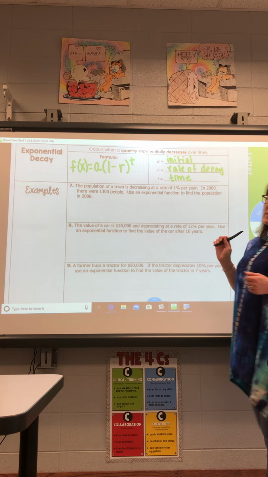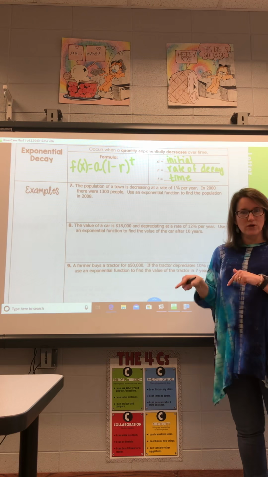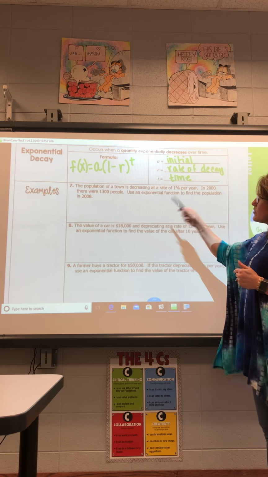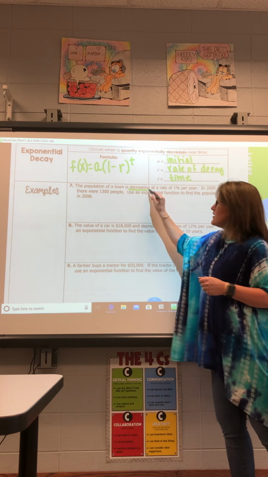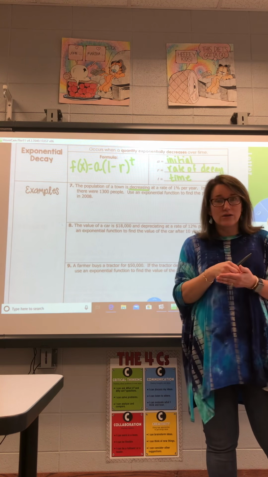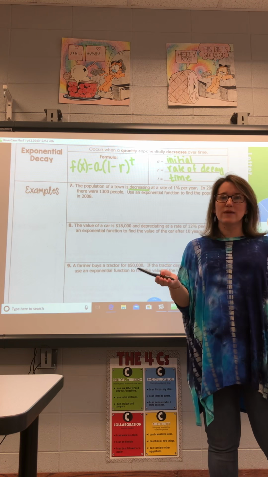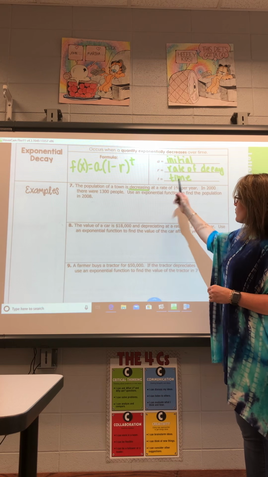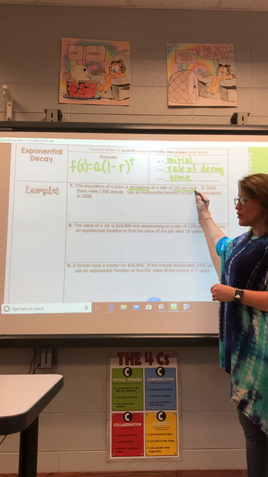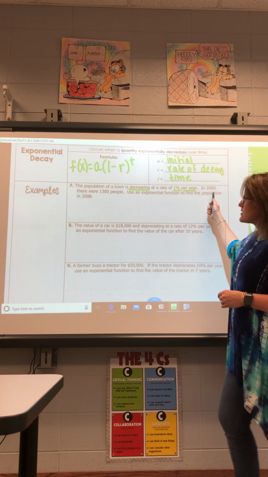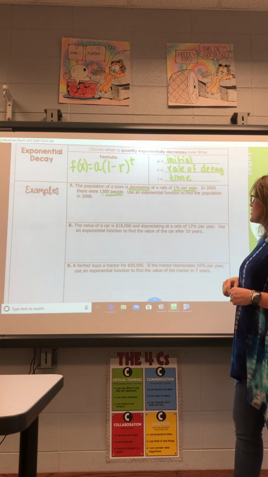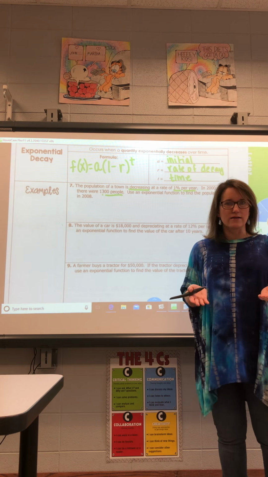So let's look at problem number 7 and see how we can set this one up and how it's going to differ from the one we did before. So the population of a town is decreasing. That right there, decreasing, losing value, tells me I'm dealing with exponential decay. So it's decreasing at a rate of 1% per year. In 2000, there were 1,300 people. Use an exponential function to find the population in 2008.